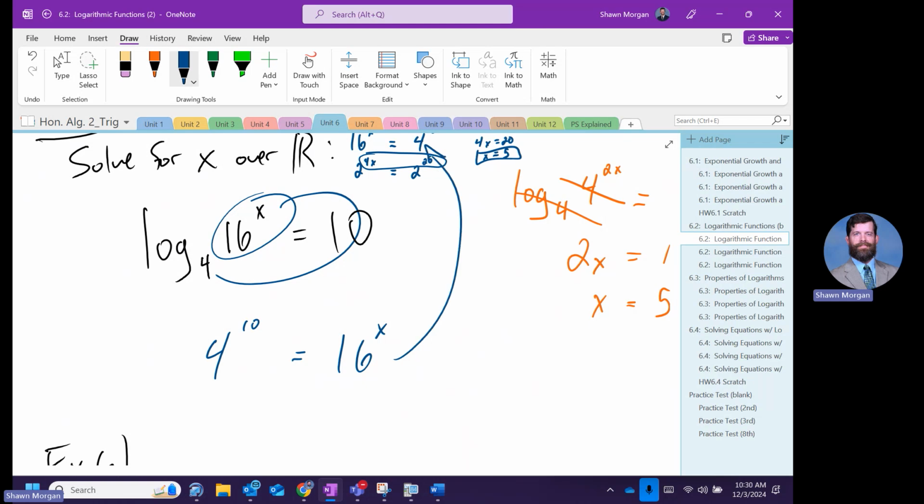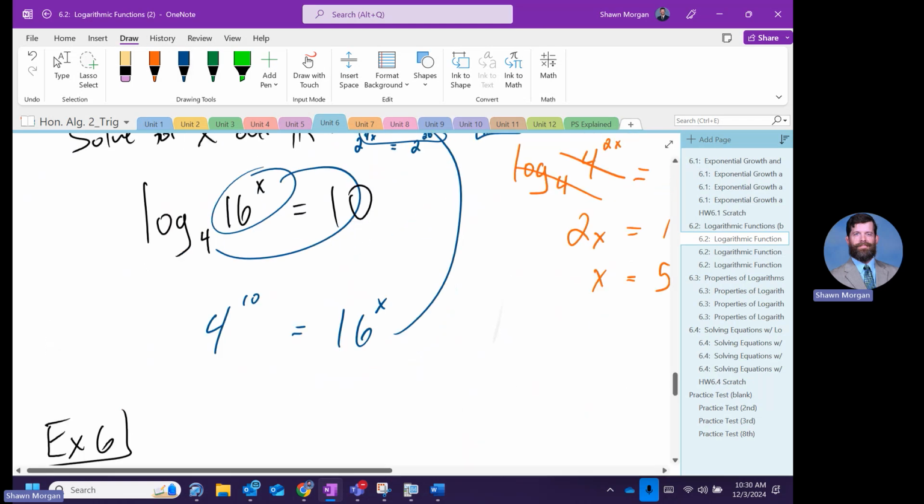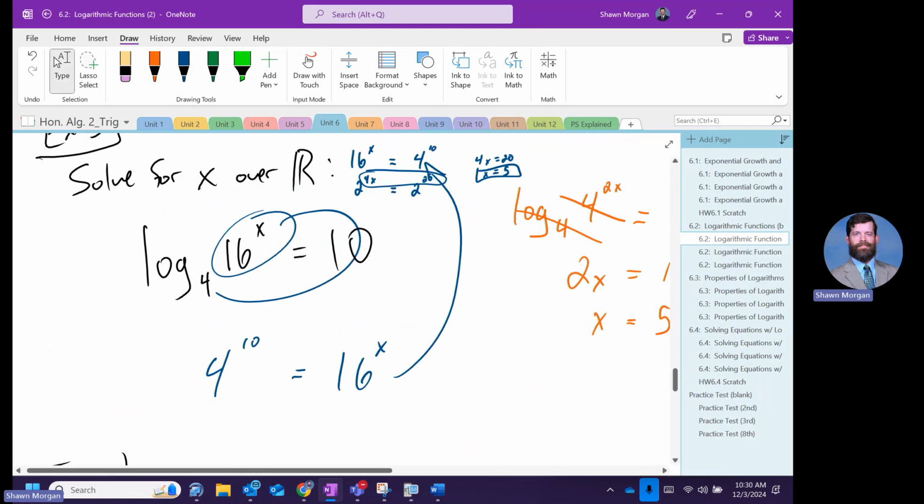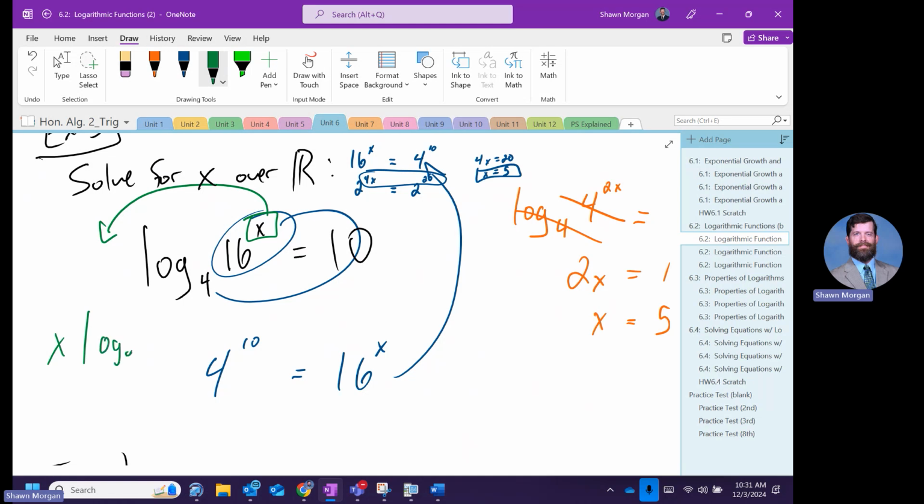I like the can you see it approach. It's a shortcut for the inverse property of logarithms. But in this case, Freddie spotted the fact that 16 is 4 squared, and we could cancel those two out. It's a really neat way. There's a third way of working it that I'll teach you on Thursday that involves a log property where you can move the exponent down front, and it becomes x times log base 4 of 16 equals 10. Then you would just divide both sides by log base 4 of 16, and you get x equals 5 that way.